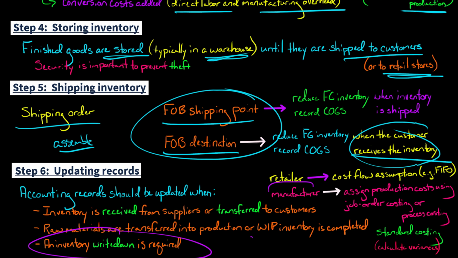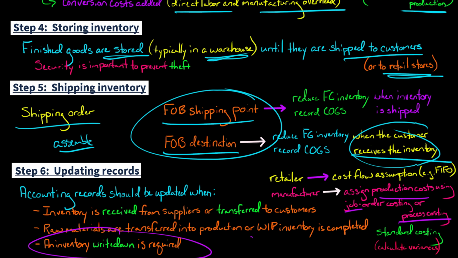If it's a manufacturer, they're going to need to assign the production cost using either job order costing, process costing, or a hybrid thereof. So with job order costing, we're assigning production costs to jobs, job 101, job 102, and so forth. With process costing, we're assigning these costs to departments. So companies have these different ways of doing this, and you'd have cost accountants whose job is to assign these production costs, and it can get pretty complicated.